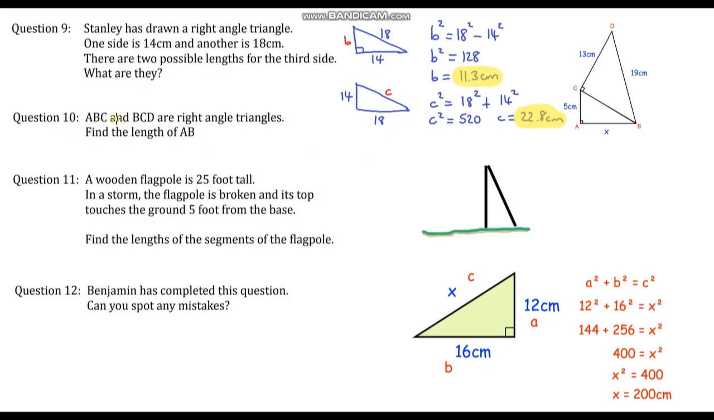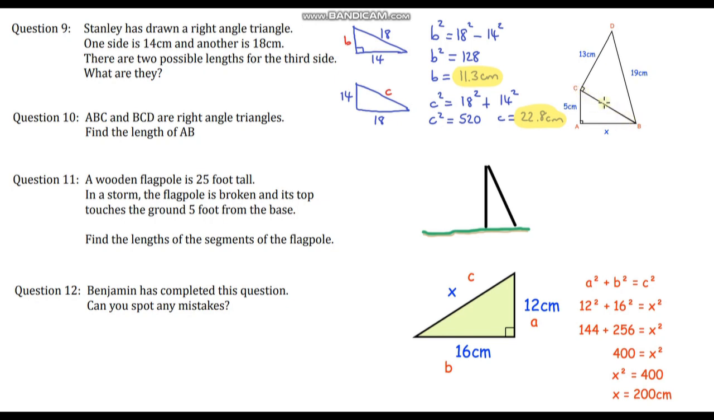Question 10. ABC and BCD are right angle triangles. That's these two triangles here. We need to find the length of AB. So AB is the length at the bottom, which is marked as X. We need to find this here. Now, if we were just to use this triangle here, we wouldn't be able to calculate X because we've only got one side length. We don't know the hypotenuse.